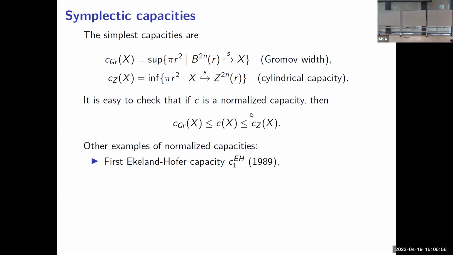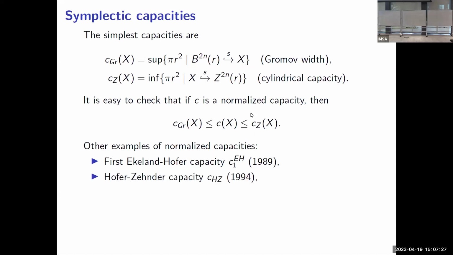Okay, so here are some other examples of normalized capacities. I think many of you have seen this before, but I just want to show you the variety of things that exist in the literature. The first one, and I think this is where the name capacity was first given, was in the work of Ekeland and Hofer in the late 80s. In fact, they constructed a sequence of capacities which are not normalized, but the first one is.